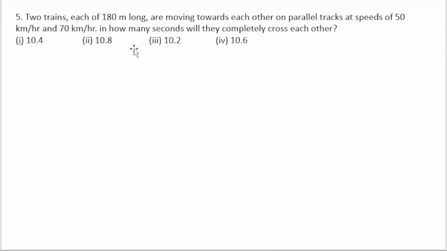Next question. Two trains, each of 180 meters long, are moving towards each other. There are two trains. They are moving towards each other. And the length of each train is 180 meters.